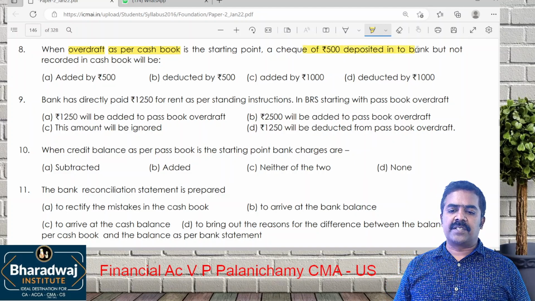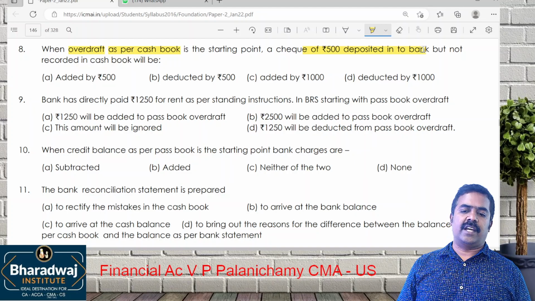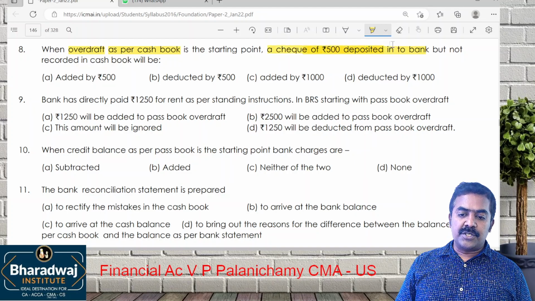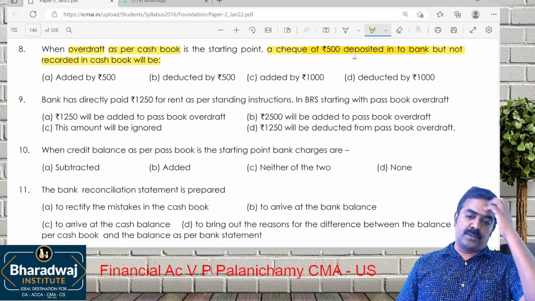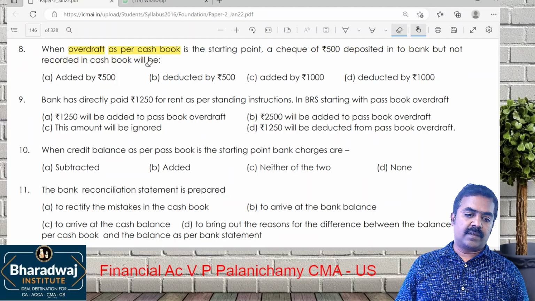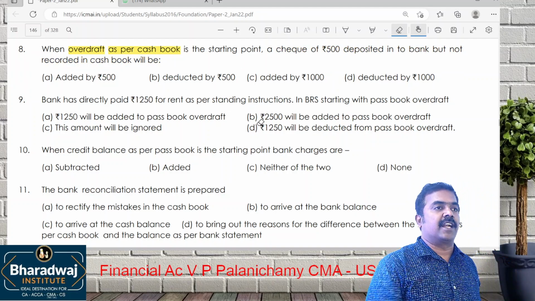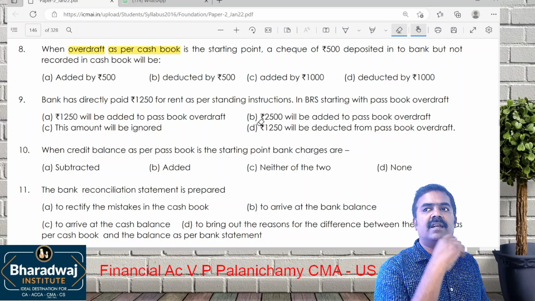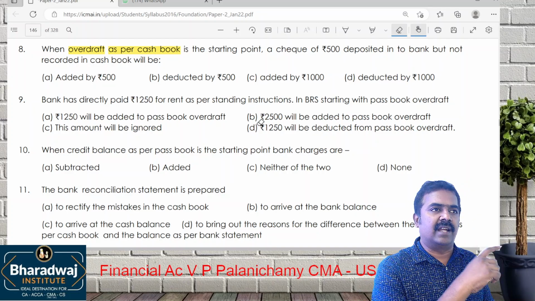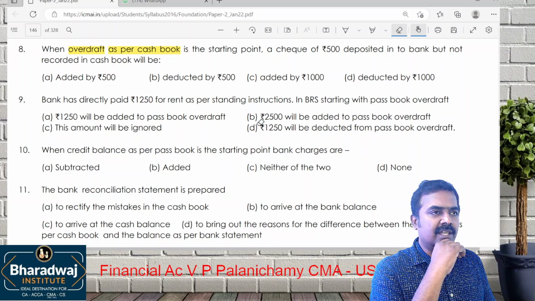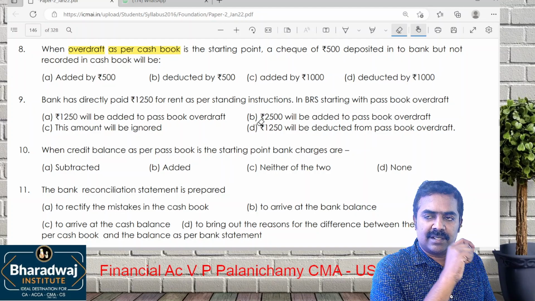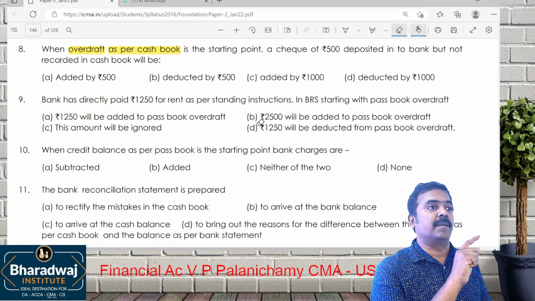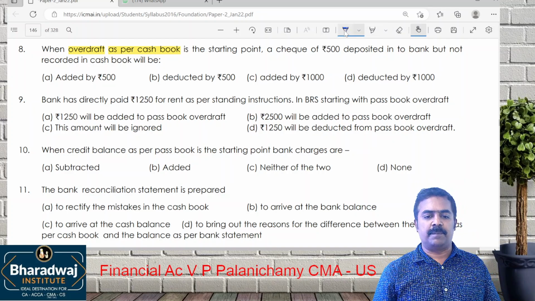Check 500 deposited into the bank, but not recorded in cash book. Wait. Check deposited 500 into the bank, not recorded in which one? Cash book. Think. When a check is deposited, the bank will collect and they will add. We have not done this in the cash book. The bank has added, we have not added. What will we do? Less. But OD is a starting point. Change the sign.